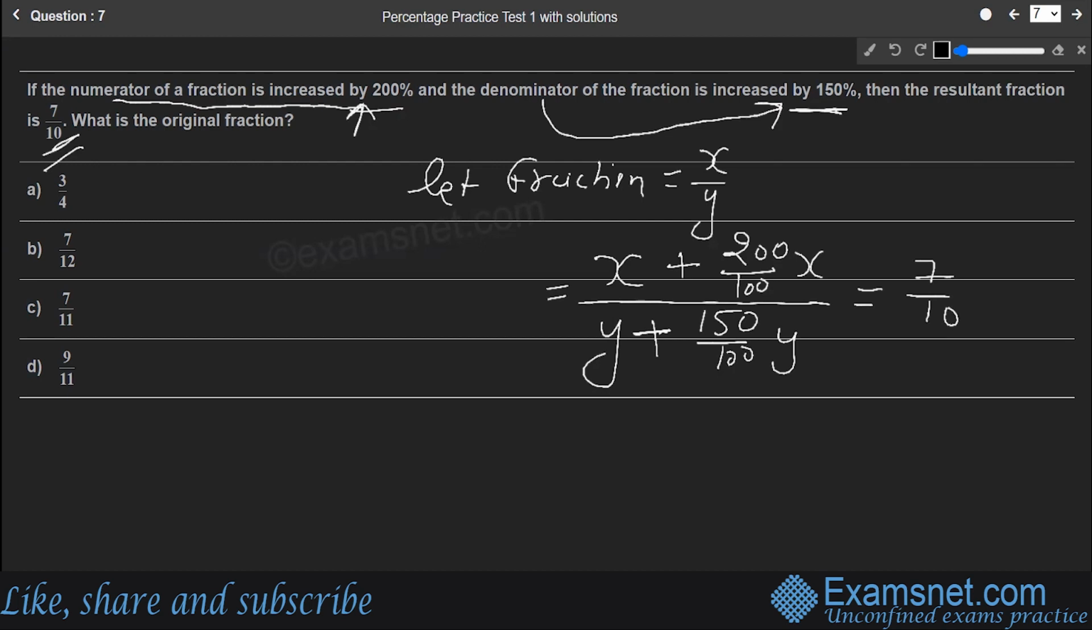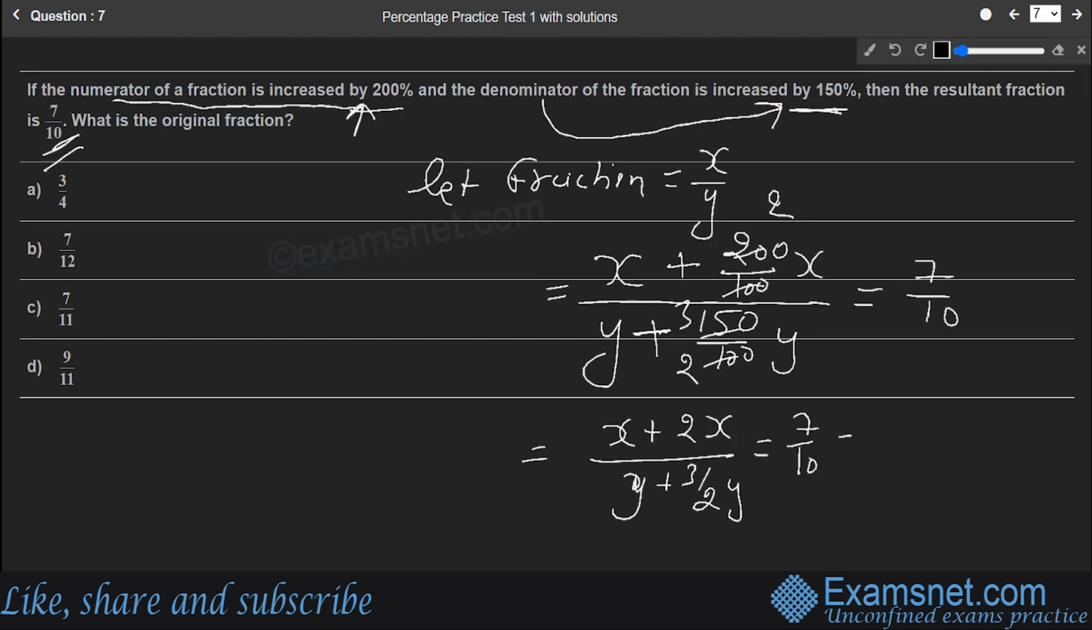So clearly we are supposed to solve this expression for X by Y, so that we will be able to achieve the original expression. Let us solve this. The 100 and 200 get cut by 2, and 100 and 150 is 3 by 2. So we can write X plus 2X divided by Y plus 3 by 2 Y is equal to 7 by 10. If we solve this further, X plus 2X is 3X divided by Y plus 3 by 2 Y, which is going to be 5Y by 2. So it's going to be 3X over 5Y by 2 equal to 7 by 10.